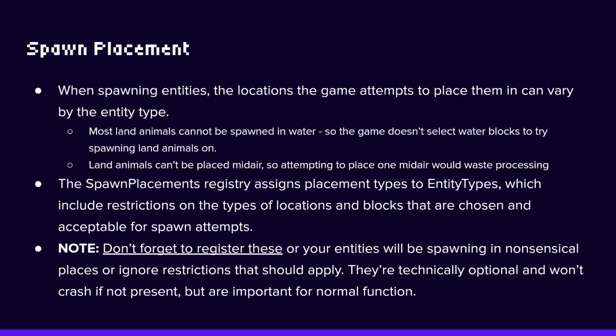So spawn placements are not required, as in the game won't crash if you don't register one. So if I were to add spawns to some biomes and I didn't register a spawn placement, it would just work. The thing is, it wouldn't have any conditions. So my animal might start spawning midair because I didn't put any conditions. So don't forget to register them, or it's going to start being weird. Like, if you try to add something spawning in water and you don't register the water spawn placement, they just won't spawn because they can't, or they would spawn on land or something like that. It would be really weird. So don't forget.